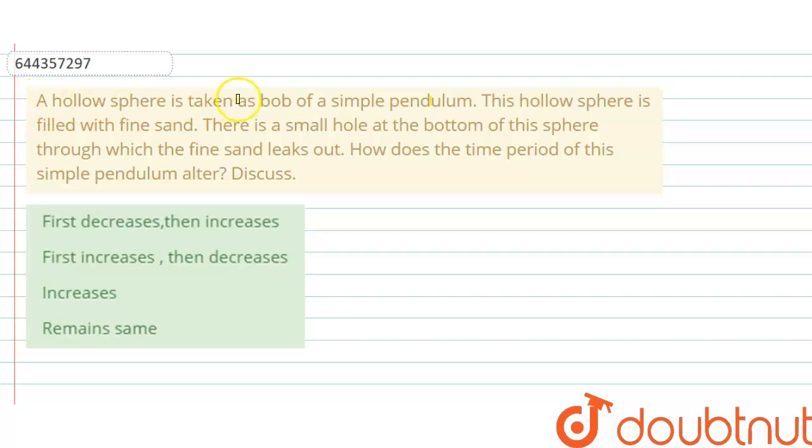Hello everyone, let me explain this question to you. A hollow sphere is taken as bob of a simple pendulum. This hollow sphere is filled with fine sand. There is a small hole at the bottom of this sphere through which fine sand leaks out. How does the time period of this simple pendulum alter? Discuss. And there are four options given: first decrease, then increase; first increase, then decrease; increase; remain same.